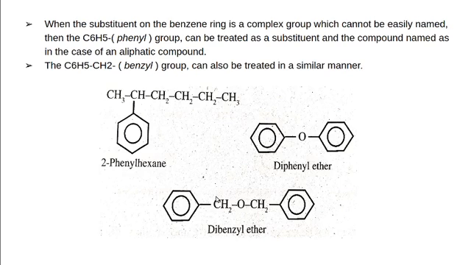So we can use the phenyl or benzyl group as the substituent and the other group as the parent part. So this is dibenzyl ether. Simply, two groups are the same, so dibenzyl ether. Here also the two groups are similar, so diphenyl ether.